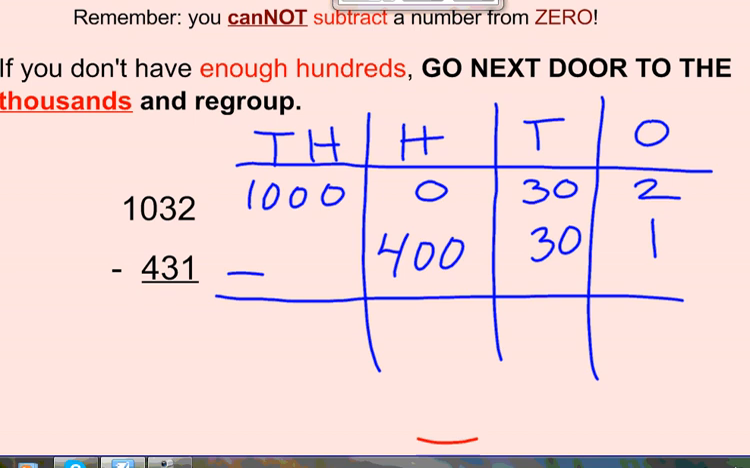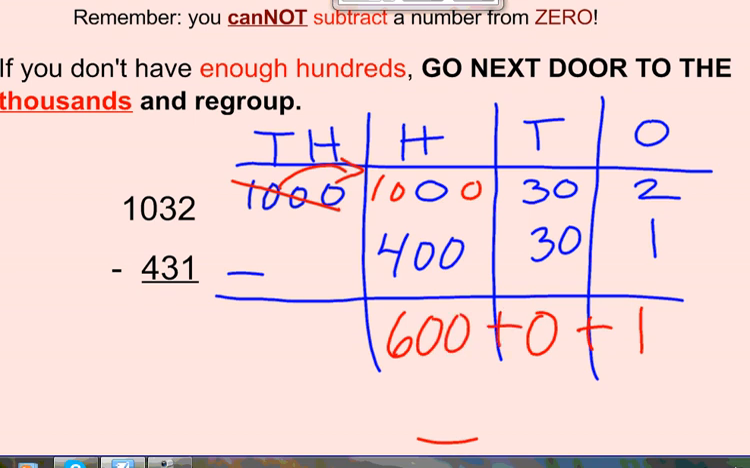And then they start subtracting from the ones place. So 2 take away 1, they can subtract 1 from 2 because 1 is a smaller number, equals 1. 30 take away 30 is 0. You cannot subtract 400 from 0, so you're going to regroup 1000 into the hundreds place. So this becomes 1000. 1000 take away 400 is 600. And then they are going to compose their number. They have 601 as their difference.